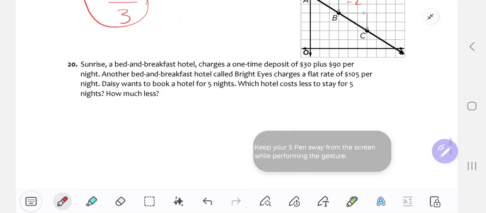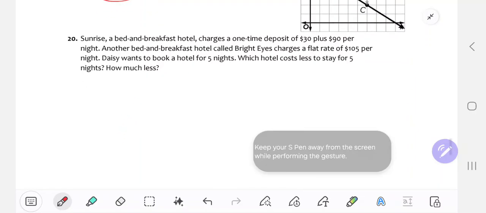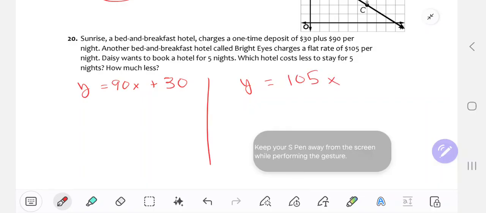All right, we have a bed and breakfast here that charges a one-time deposit of $30 plus $90 per night. Another bed and breakfast hotel charges a flat rate of $105 per night. Daisy wants to book a hotel for 5 nights. Which hotel costs less to stay? So one bed and breakfast charges a total cost equal to $90 per night plus the $30 initial fee. And the other one looks like a proportional relationship, and that would just be $105 per night.